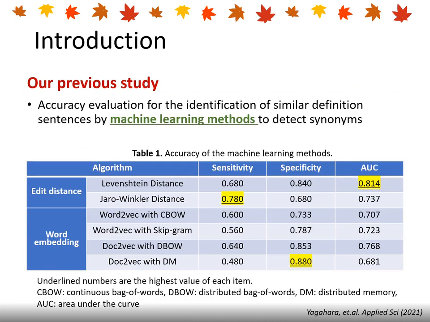This slide shows the results from the previous study. First, I'll talk about the outline of the previous research. We made 125 pairs of definition sentences of terms in medical device programs with similar or dissimilar labels.